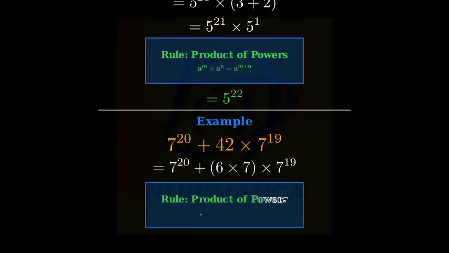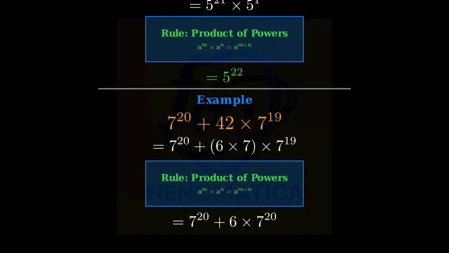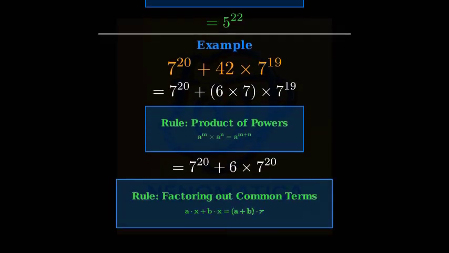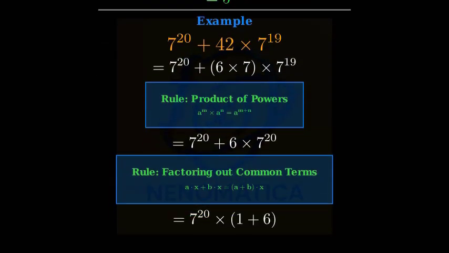Using the product rule for exponents, 6 times 7 to the power of 19 becomes 6 times 7 to the power of 20. So our expression is now 7 to the power of 20 plus 6 times 7 to the power of 20. We can factor out 7 to the power of 20 from both terms. This gives us 7 to the power of 20 times the quantity 1 plus 6.